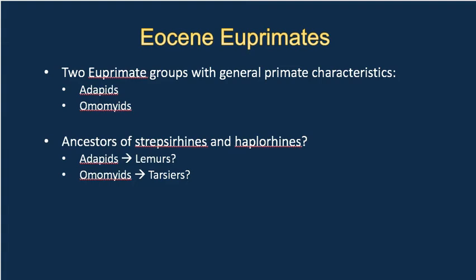So the strepsirrhines, if you'll remember back to the beginning of the class, are the primates that have wet noses, so the lemurs and lorises, and the haplorhines are those that have dry noses and lack the tapetum lucidum, that structure in the eye that allows them to see at night. So the haplorhines today include monkeys, apes, and tarsiers. So early in the Eocene, we're starting to see a division within this lineage, the divergence of the branch of what will become the strepsirrhines and what will become the haplorhines.